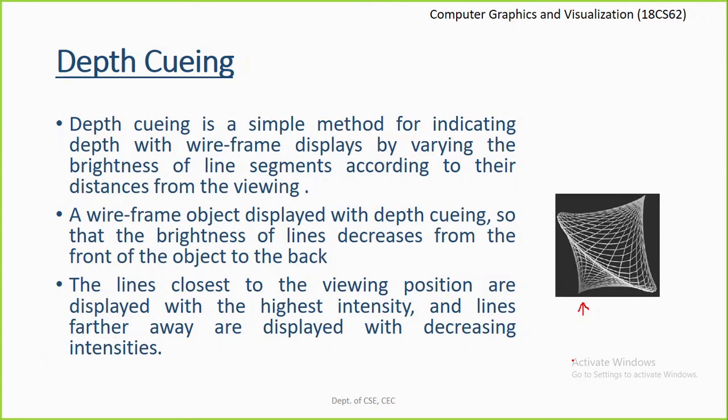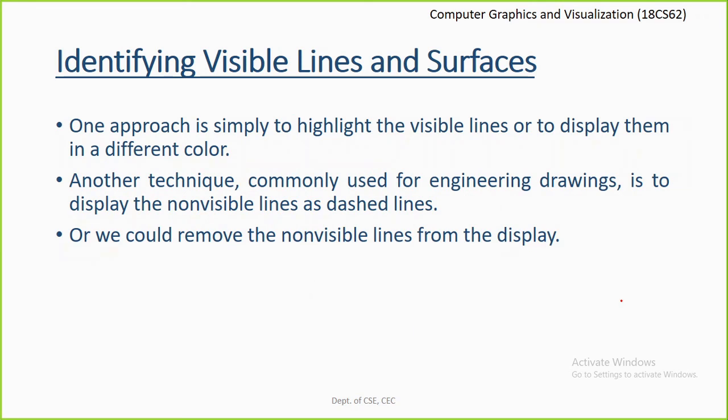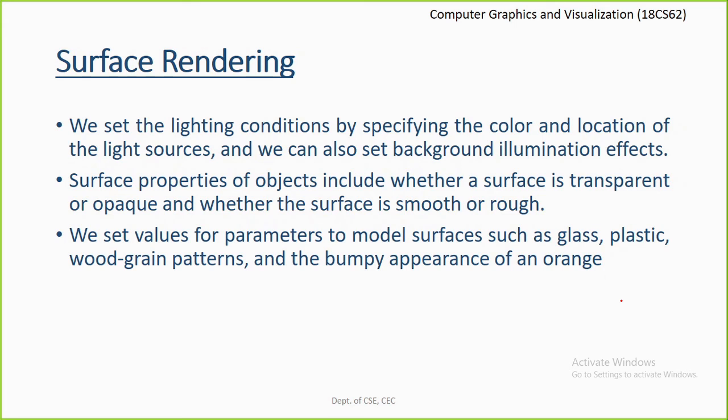Then we discussed some of the concepts we need to understand before we try to view a 3D object. The first concept was depth cueing, which is a method for indicating depth in wireframe displays by varying the brightness of the line segments according to their distances from the viewing position. We also identified how to view the visible lines and surfaces, and how to differentiate between visible lines and the lines that will not be visible.